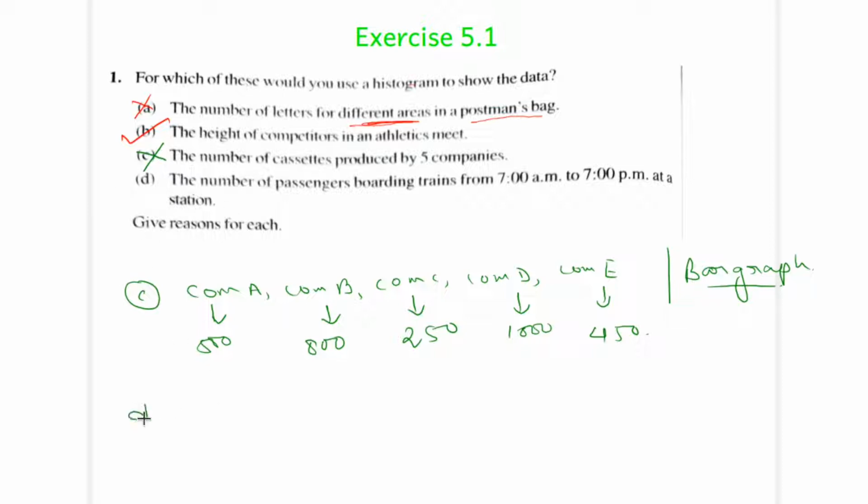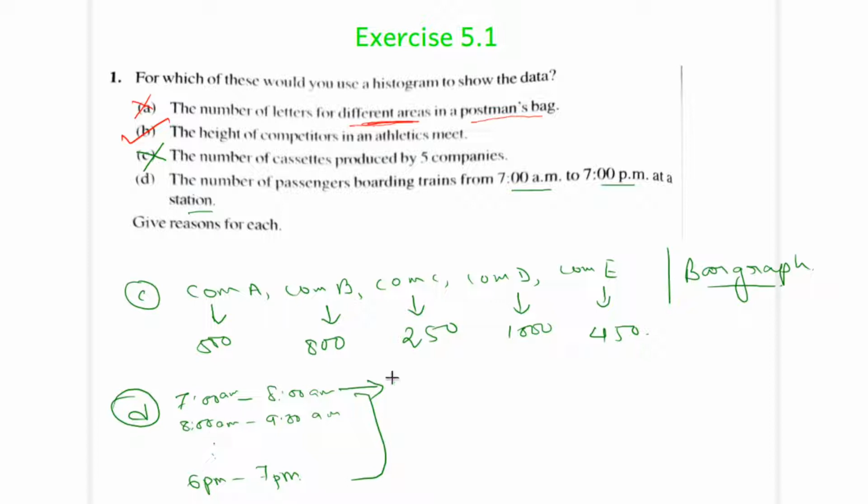Now number D, the number of passengers boarding trains from 7 a.m. to 7 p.m. at a station. So 7 a.m. to 7 p.m. is a time span of 12 hours, and we can divide it into 1 hour intervals. Say 7 a.m. to 8 a.m., then 8 a.m. to 9 a.m., and like this up to 6 p.m. to 7 p.m.